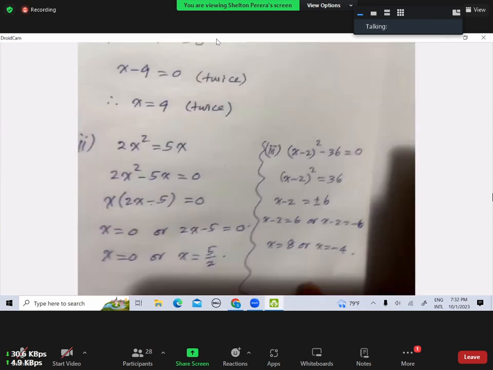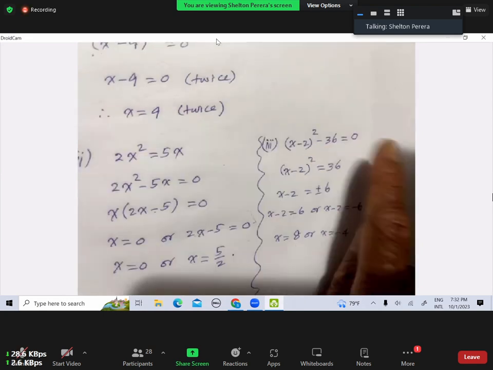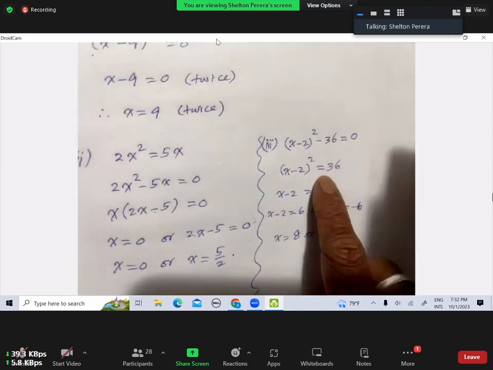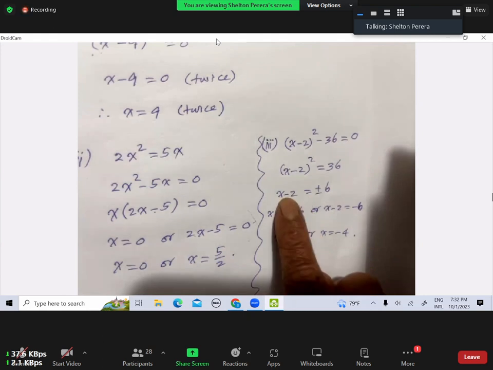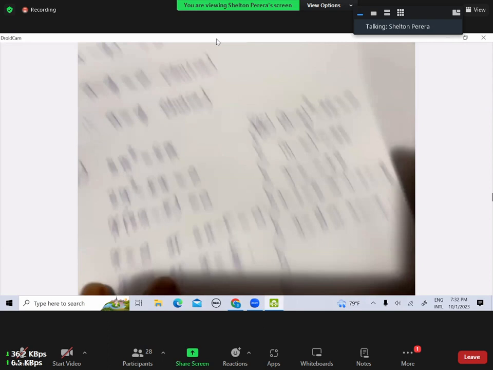Part 3, x minus 2 squared minus 36. Since this is a perfect square, take it to the other side. You can get x minus 2 as plus or minus 6. The answers are given. Okay, that is what we did.